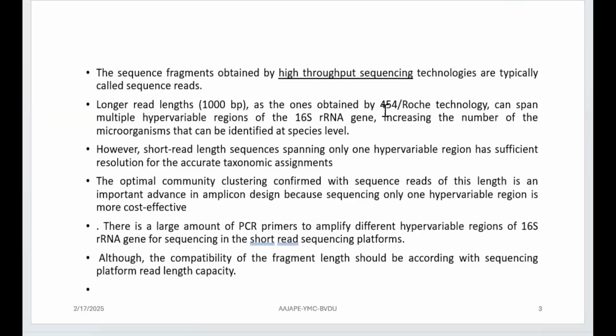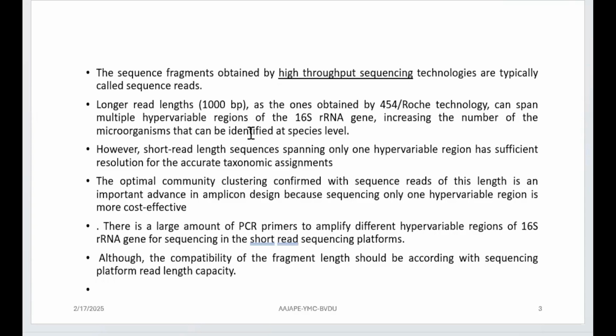The concern is that this is a cost-intensive method, so limitations are there when I talk about 454 technology. But yes, it gives you long sequence reads, about 1,000 base pairs. Another important factor when it comes to 16S rRNA, as we have seen, is the hypervariable and variable regions in the gene, right? So increasing the number of microorganisms that can be identified at species level is possible when you are thinking about long read lengths, and the technology used is 454.